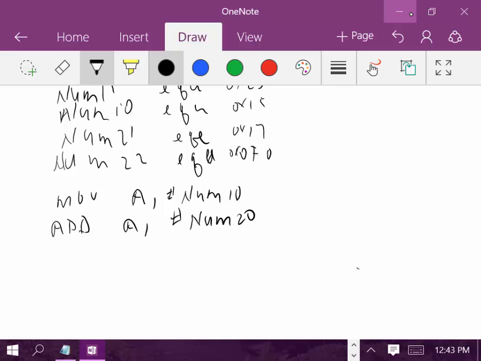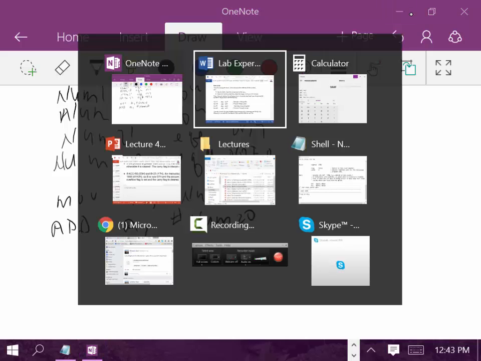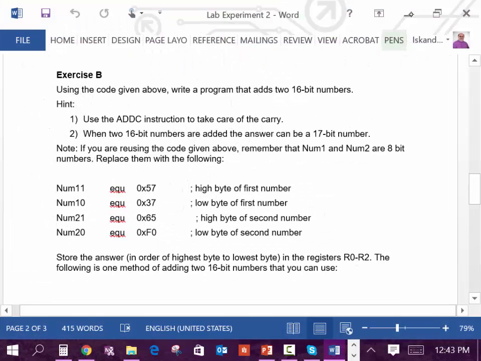Now we want to move that to our registers. As we look at our registers, our low order byte goes into R2.